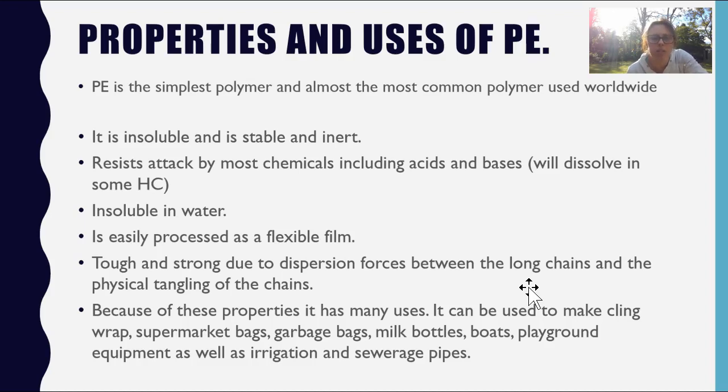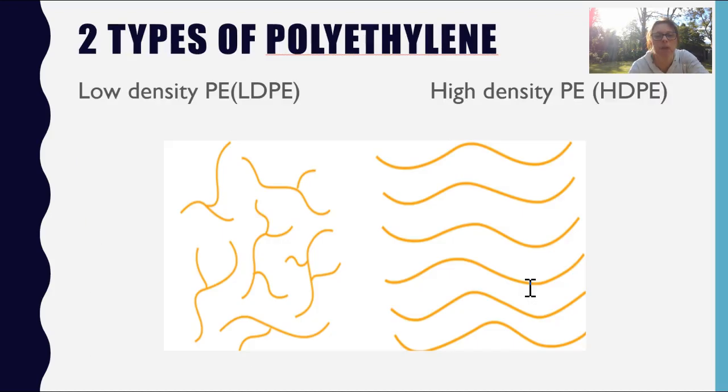But because of the different properties that it has, it can be used for so many different things: cling wrap, supermarket bags, garbage bags, milk bottles, but then it can also be used for playground equipment that's really quite tough and durable, as well as irrigation and sewage pipes. So as I said before, there's a couple of different types of polyethylene. We've got our low density polyethylene, sometimes known as LDPE, and then high density polyethylene, which is HDPE.